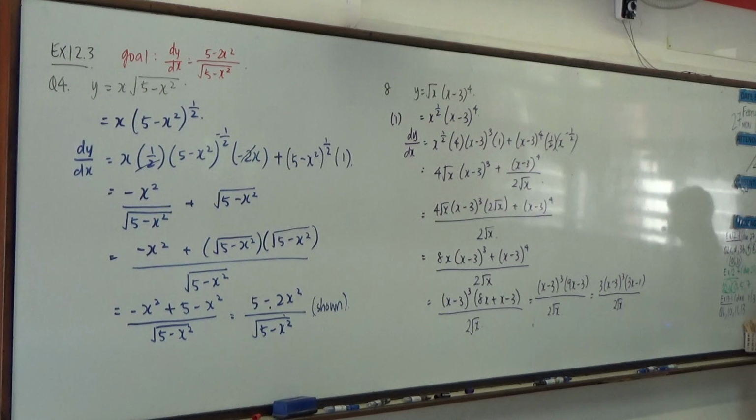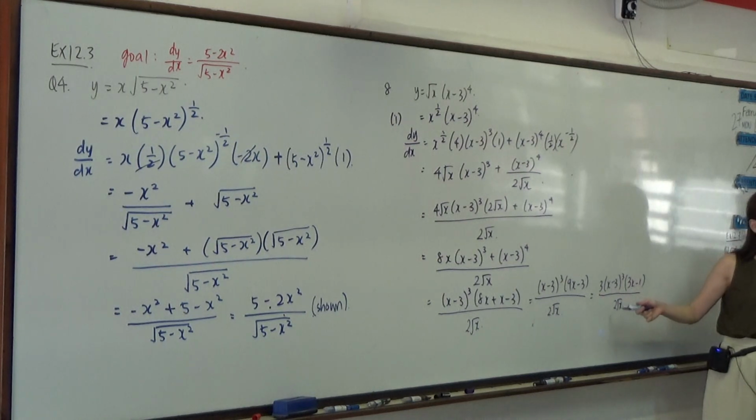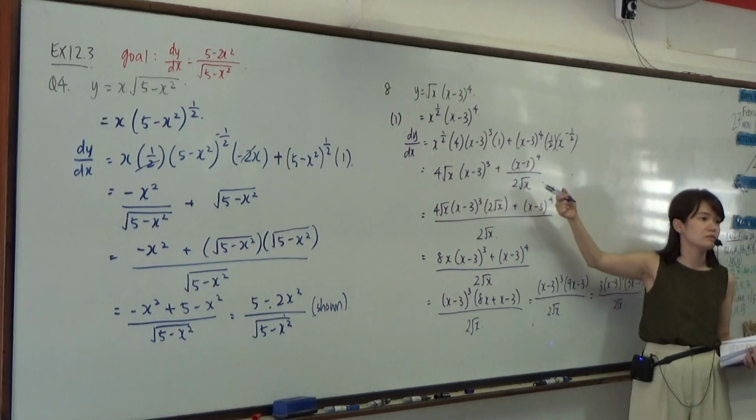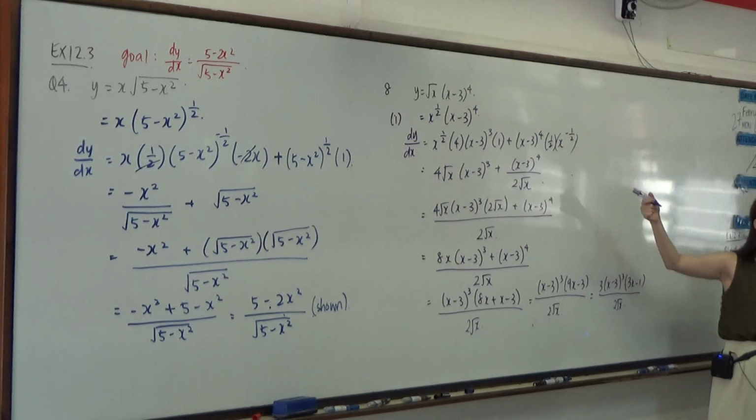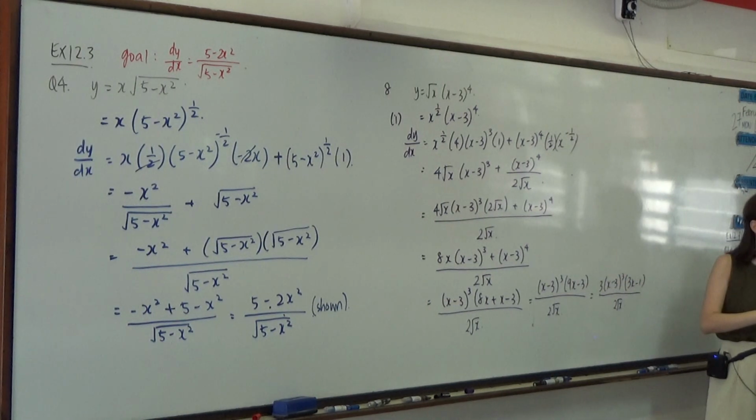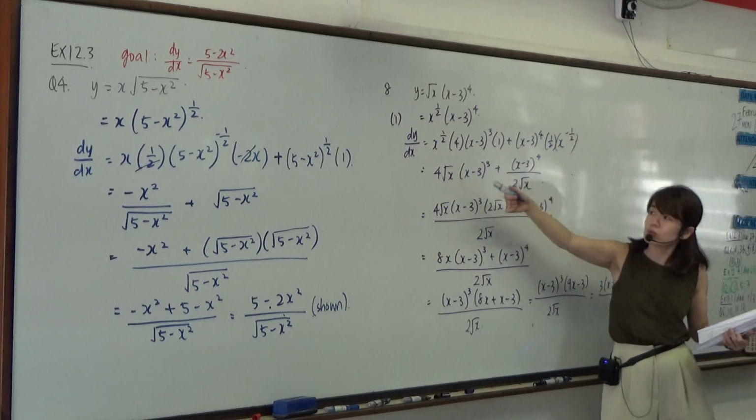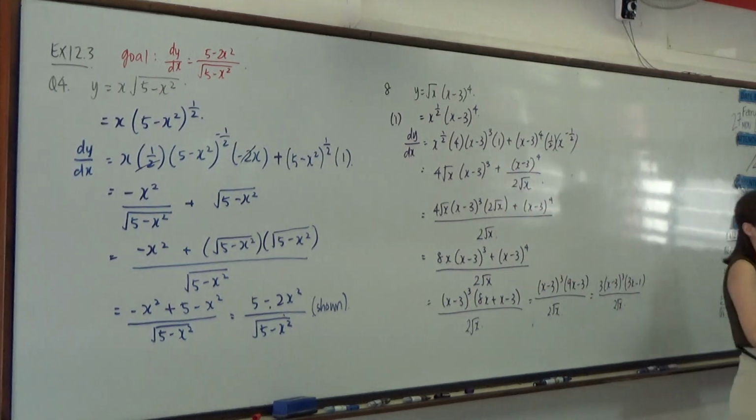Honestly, it doesn't matter whether you leave your answer up to this stage or you leave your answer up to this stage, since the question did not specify to what extent you should simplify. Being able to do your product rule and leave until here is good enough already. Then part 2.